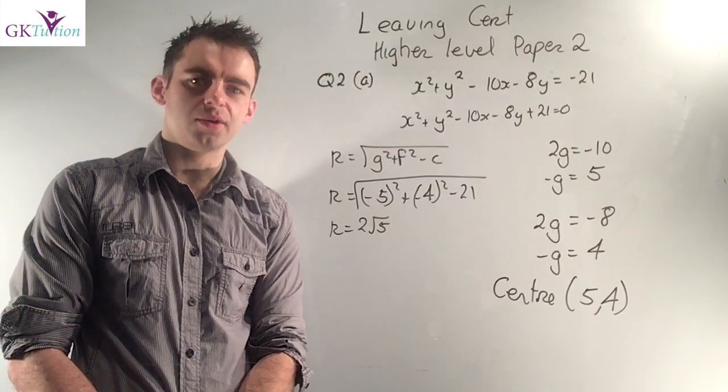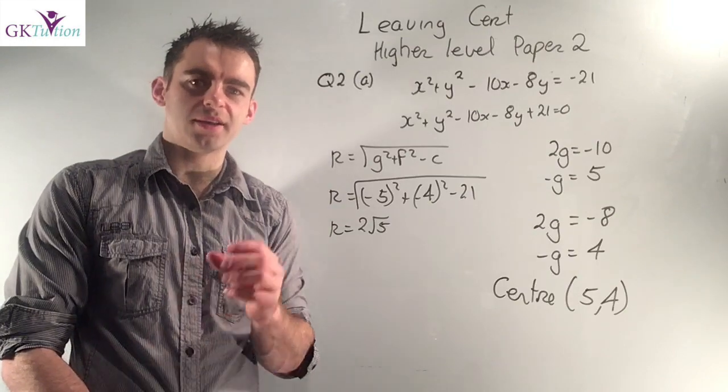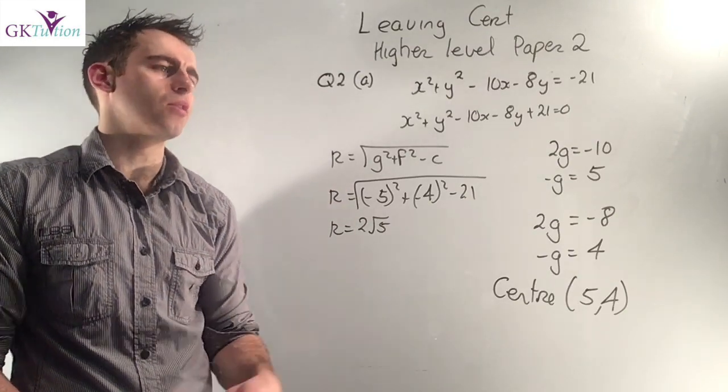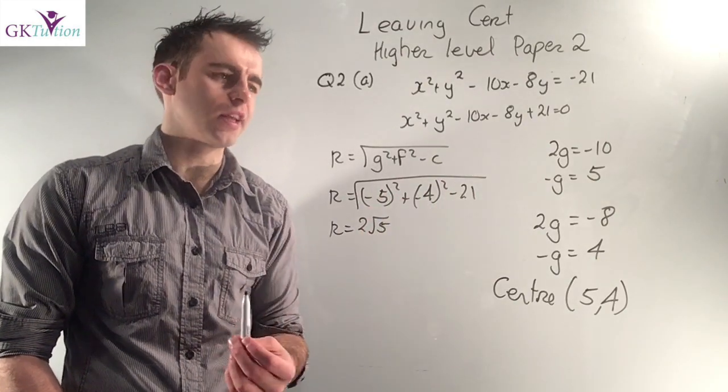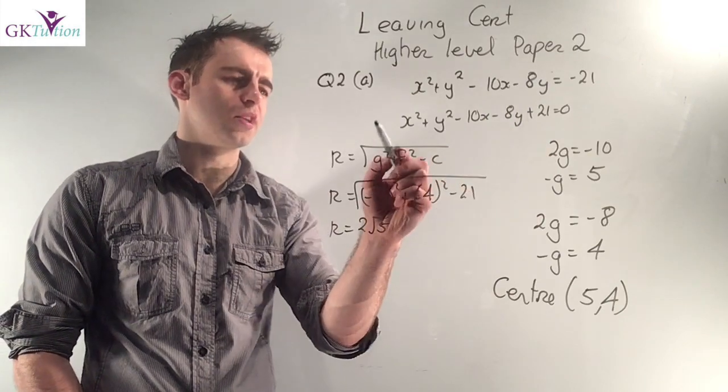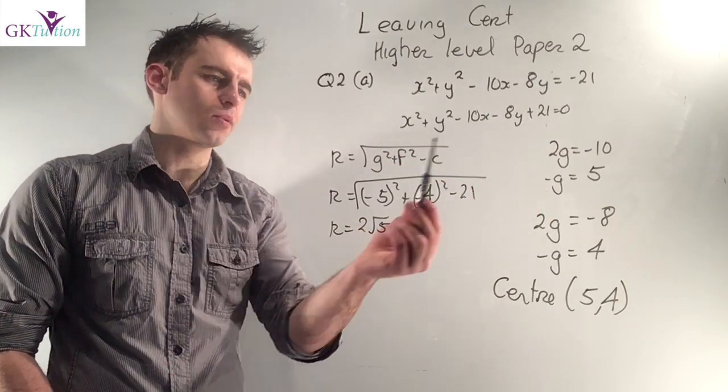Okay, in question 2, the marks are split up the same way again. 10 marks, 5 marks, 10 marks. The first part of the question, you're given the equation of a circle and you're asked to find its center and find its radius. The first thing you should do is bring your 21 across just so it's in the right form, so you have everything in this way.